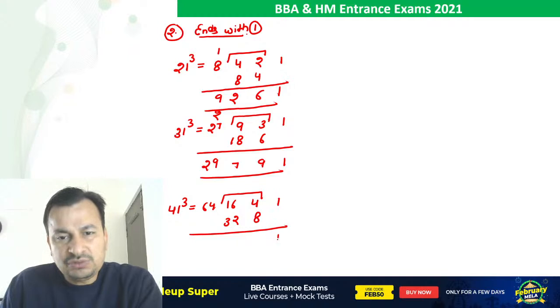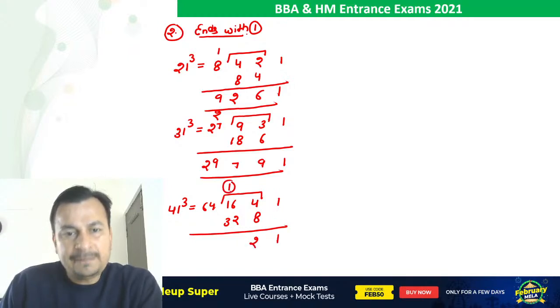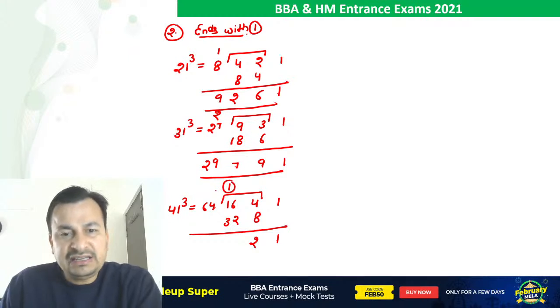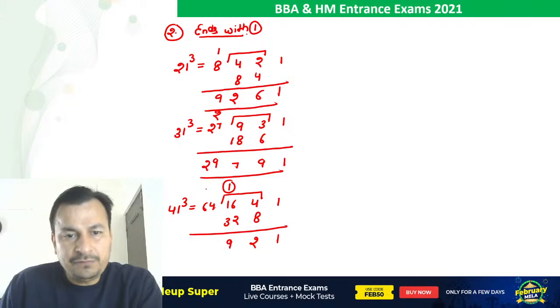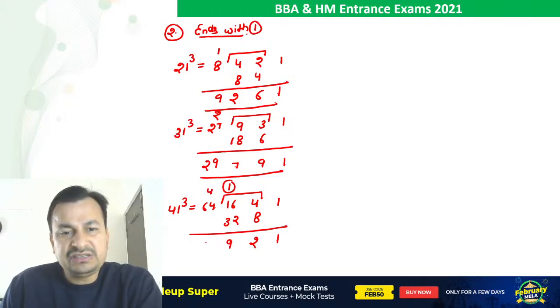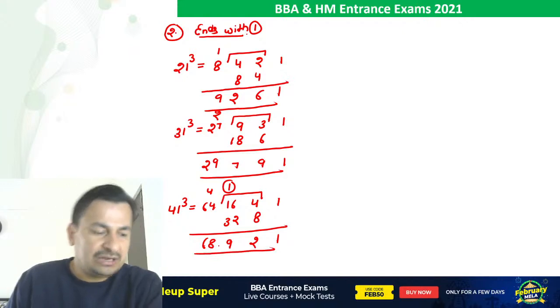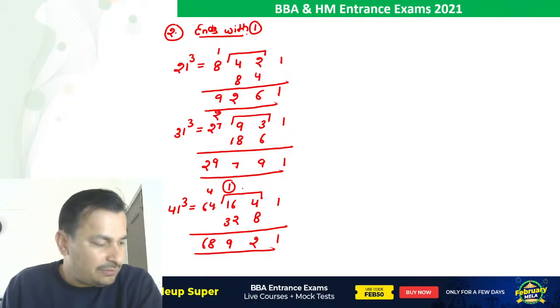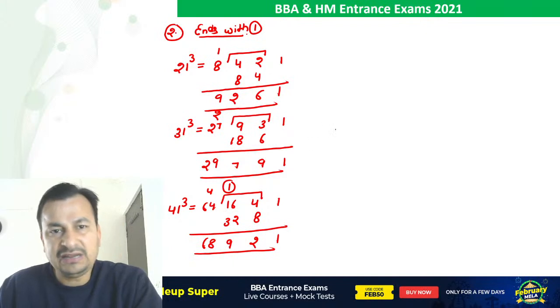So here it comes 1, 4 plus 8, 12, 2, 1 as a carry. 16 plus 1, 17, 17 plus 32, 49, 9 here 4 as a carry, 4 plus 64, 68. So what is the cube of 41? Cube of 41 is 68921, my dear students. I'll take one more example.